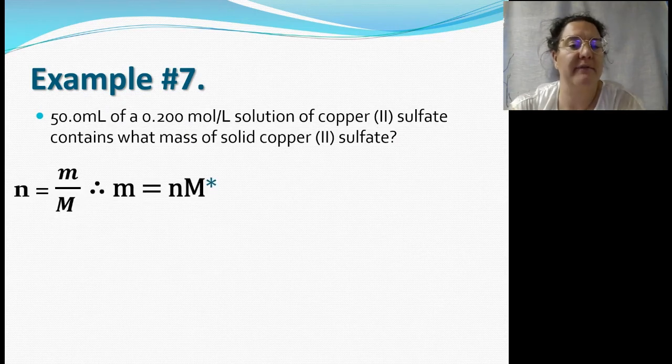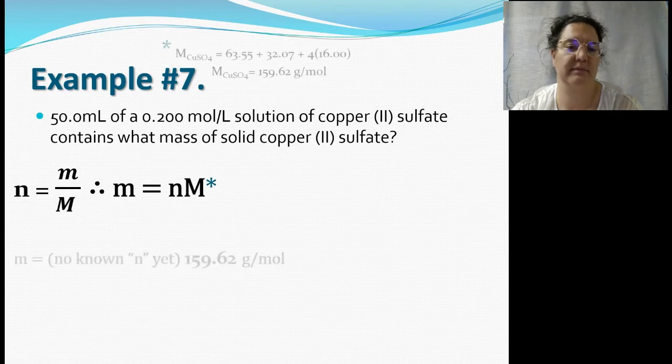So if 50 milliliters of a 2-mole solution of copper 2 sulfate contains what mass of solid copper 2 sulfate? So we're going to go backwards from our concentration and our volume, and solute volume and moles, to find the mass that was originally put in that solution.